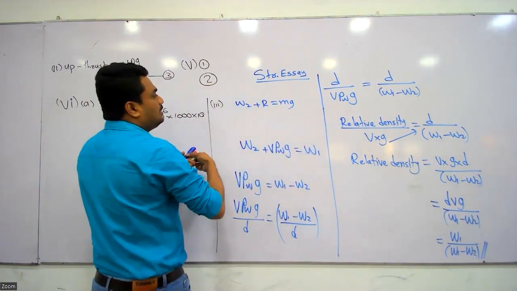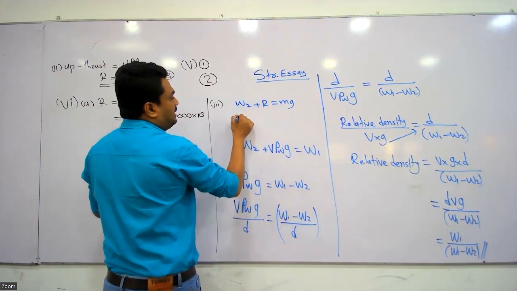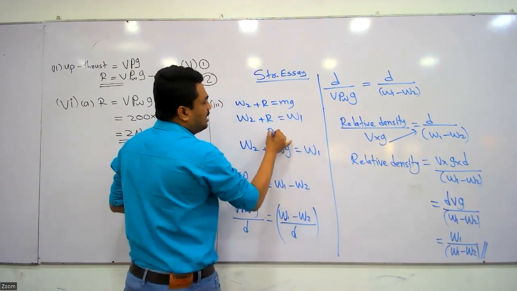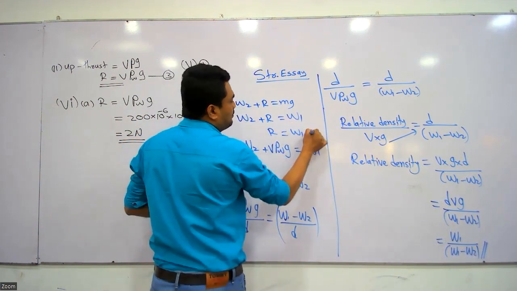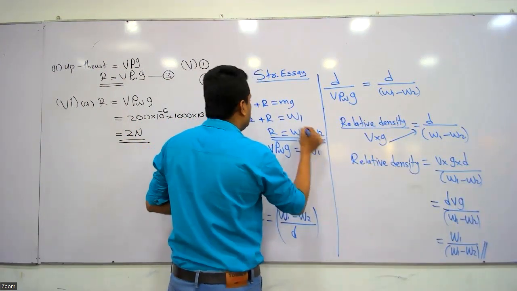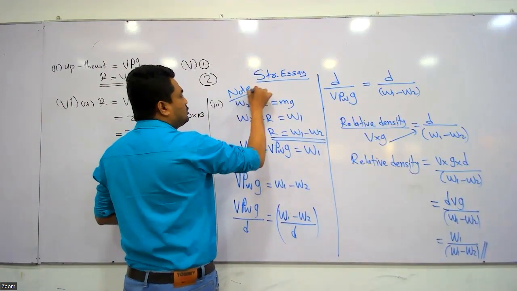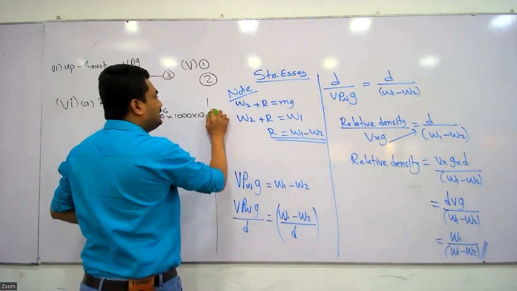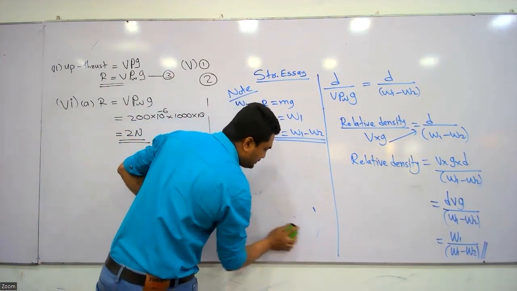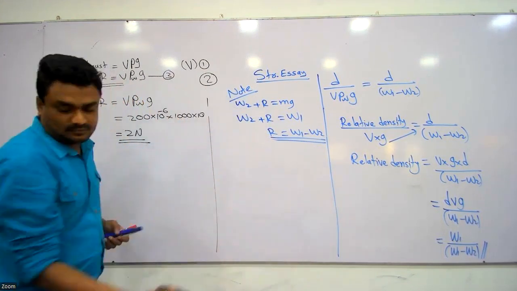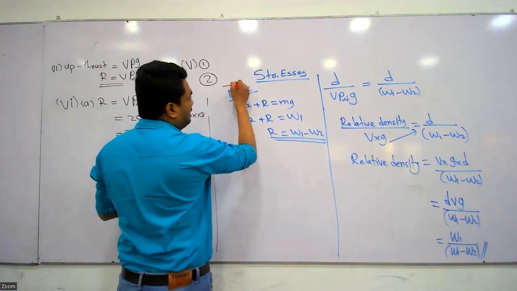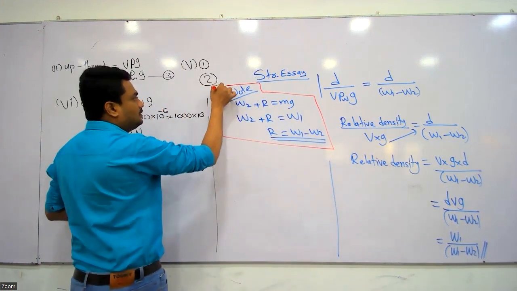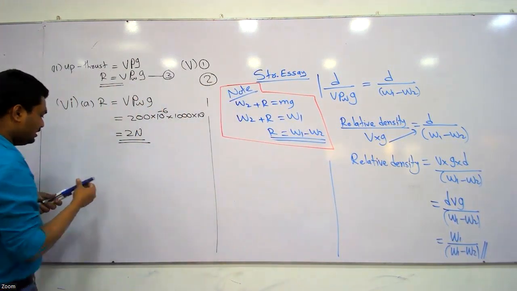Look at this: W2 plus R equals mg. In this, mg is W1. So R equals W1 minus W2, as W2 comes to this side as minus W2. We can write this as a note later. So it means W1 minus W2 should be equal to the upthrust. Shall we check whether this is correct? We can write this note later, right?